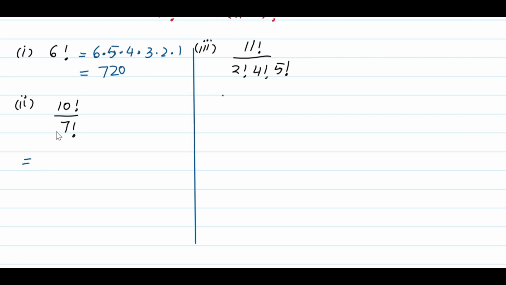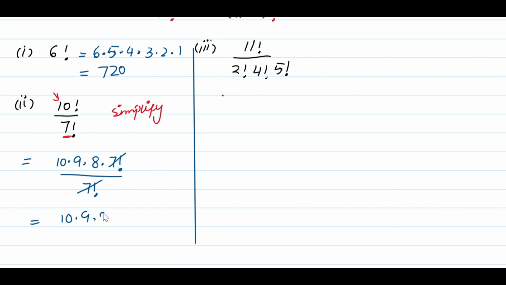Next, we have to simplify this first. How to simplify? First of all, we expand 10 factorial until we reach 7 factorial. Then we stop at 7 factorial. Why? Because we have the denominator 7 factorial, which will be cancelled out, and the rest of the terms, 10 times 9 times 8, give 720.